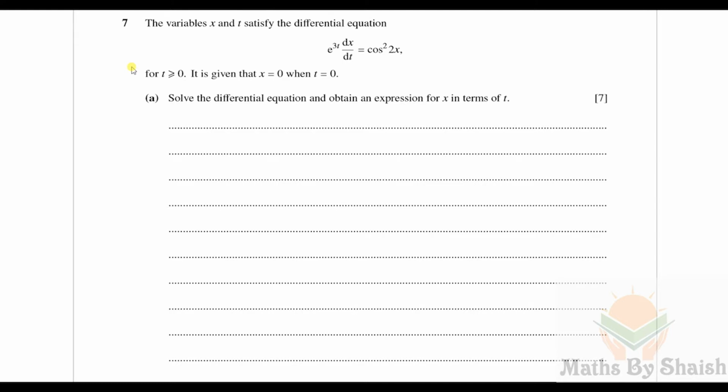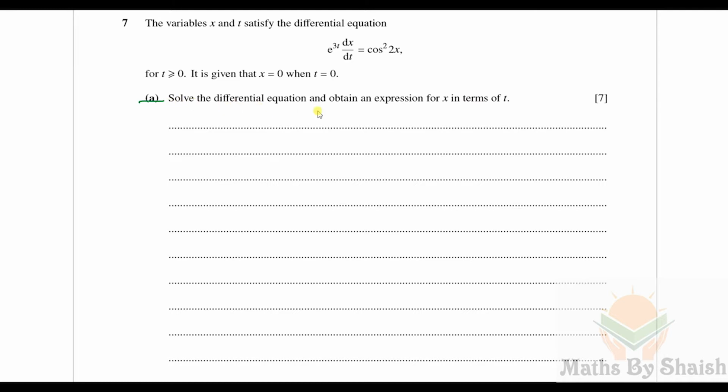The variables x and t satisfy the differential equation e raised to the power 3t into dx over dt is equal to cos square 2x for t greater than or equal to 0. It is given that x is equal to 0 when t is equal to 0. This is the condition so that we can get rid of the constant of integration. A part is solve the differential equation and obtain an expression for x in terms of t.